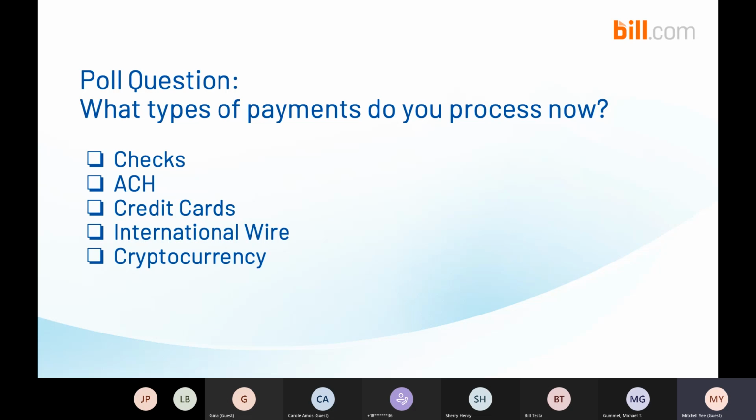We're going to open it up to a quick poll question. The poll question is, what types of payments do you process now? Your options are checks, ACH, credit cards, international wire, cryptocurrency. I'll leave this up for about 30 seconds to a minute to give people time to answer the poll question. And you can mark multiple selections on that as well.